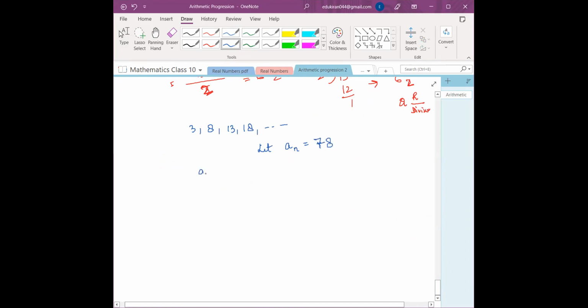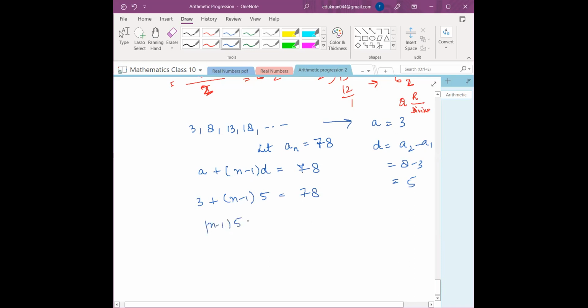Now put the formula. So a plus n minus 1 into d is actually your 78. Now a and d you can know from this AP. How much is a? A is 3. And how much is d? You can do a2 minus a1, which is 8 minus 3, which is equal to 5. Now put it here. So 3 plus n minus 1 into 5, which is 78.